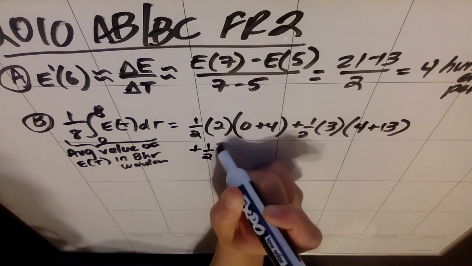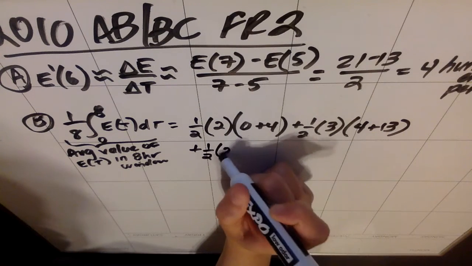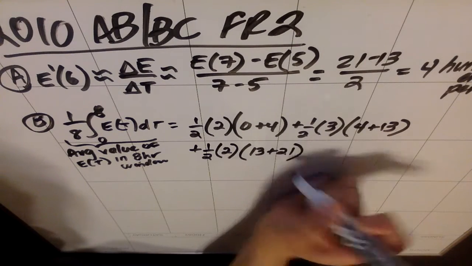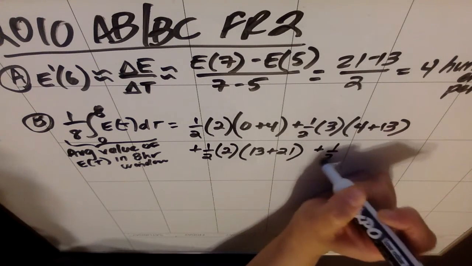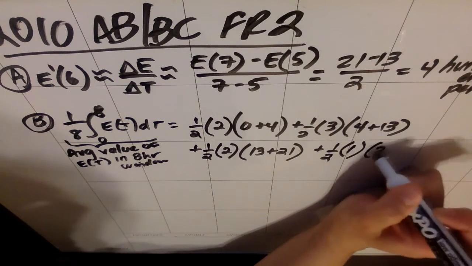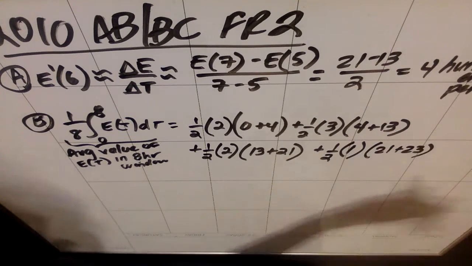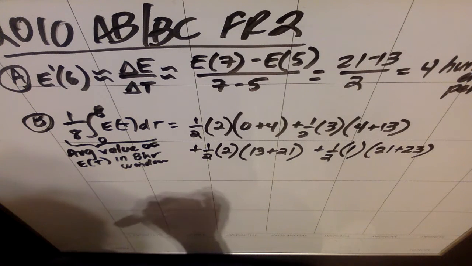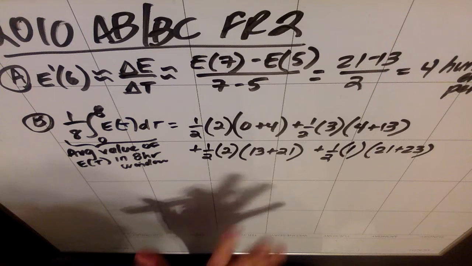1/2, the height of the next one goes from 5 to 7, so that's a height of 2, and then the sum of the bases would be a 13 plus a 21, right? And then my fourth and final trapezoid, 1/2 the height goes from 7 to 8, so that's a height of 1, and then the sum of the bases is the 21 and the 23. You want to show this work. This is what the AP needs to see to indicate that they understand that you're doing a trapezoidal sum.